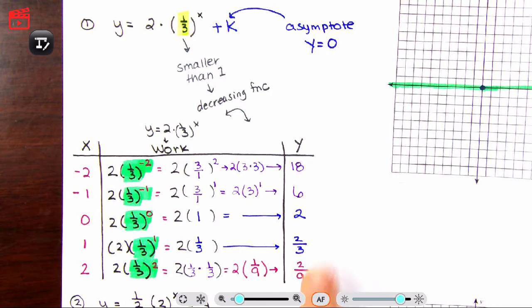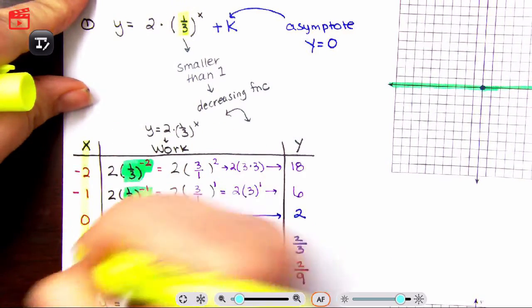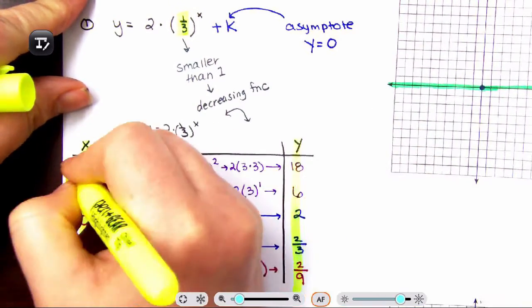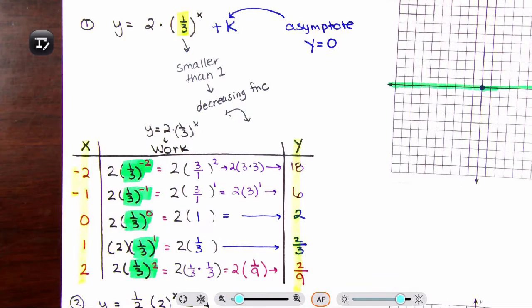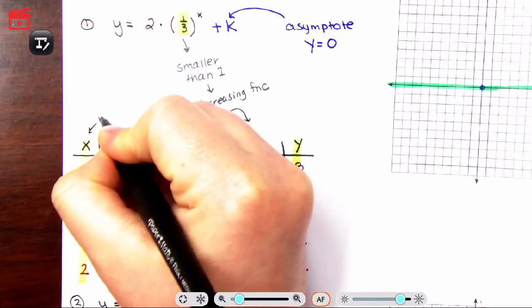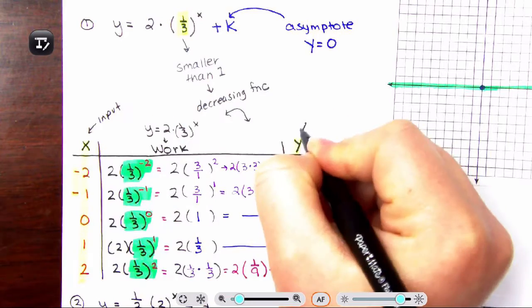Once you are here, these are your input values. These are your output values. So here's input, here's output.